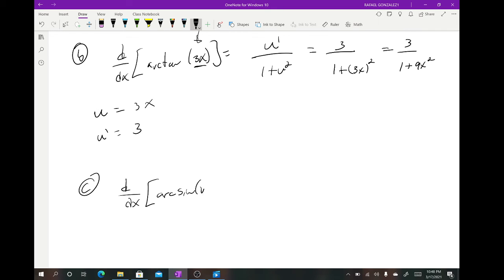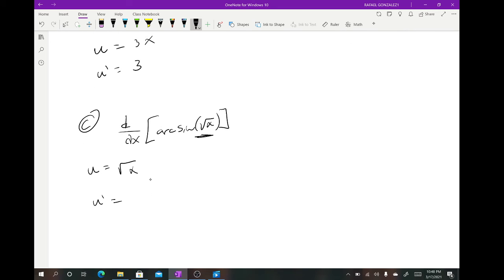Let's say arc sine of radical x. Again, u is this inside piece, so that's radical x. The derivative is going to be equal to, and again, always rewrite it, because when you rewrite it, you could see clearly that it's a power rule problem. So it's going to be equal to 1/2 x to the minus 1/2. That is because you bring the 1/2 to the front, and then you minus 1 from the exponent. So you could rewrite this as 1/2 times the square root of x.